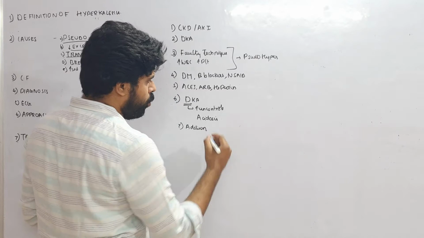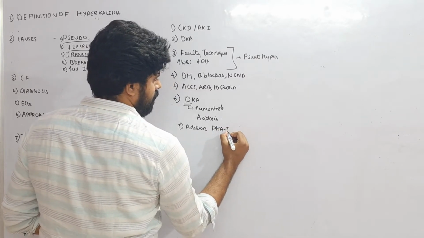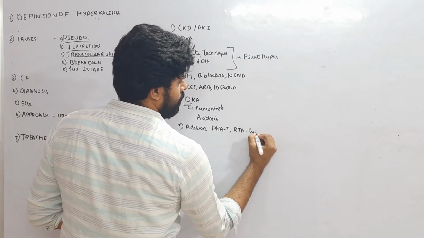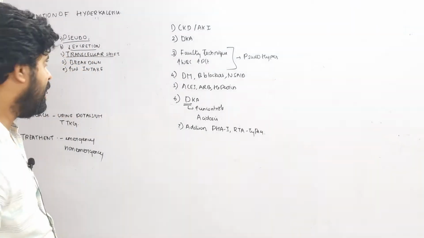or conditions like pseudo-hypoaldosteronism, or renal tubular acidosis type 4. These are the other causes of hyperkalemia.